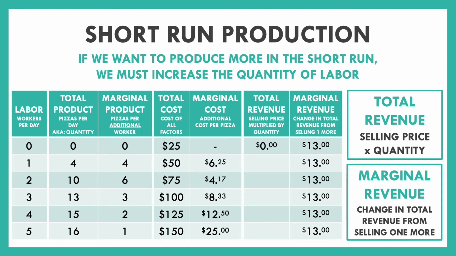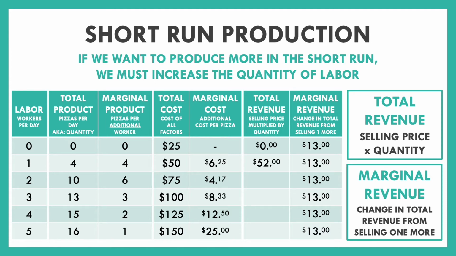Whenever I have one worker, my total product or the total number of pizzas I make is 4. If I make 4 pizzas and sell each one of those pizzas for $13, how much money do I put into my cash register at the end of the day? How much goes in there? Well, 4 times 13 is $52. $52 is the total amount of money I made from selling pizzas that day.